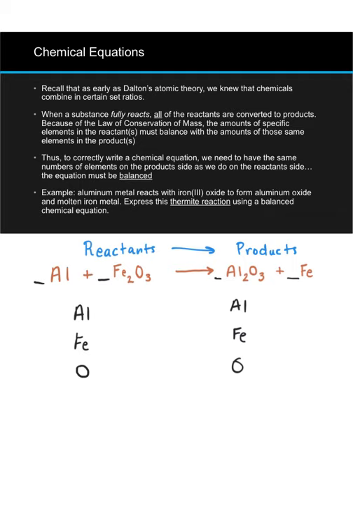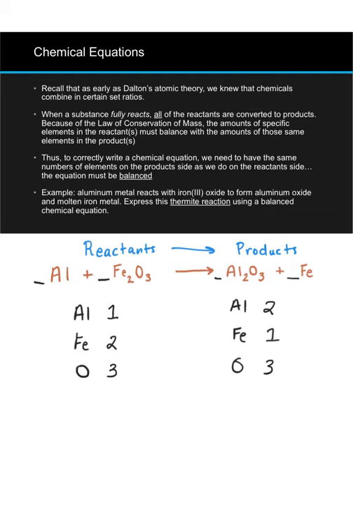In order to balance this reaction, what we're going to do next is count how many of each type of element are present on each side of our reaction arrow. On the reactant side, we only see aluminum in the elemental form. There is only 1 aluminum atom on the reactant side. In the compound iron 3 oxide, there are 2 irons and 3 oxygens. Now we'll do the same thing for the product side. In the compound aluminum oxide, there are 2 aluminums, 3 oxygens. In the element iron, there's only 1 atom of Fe.